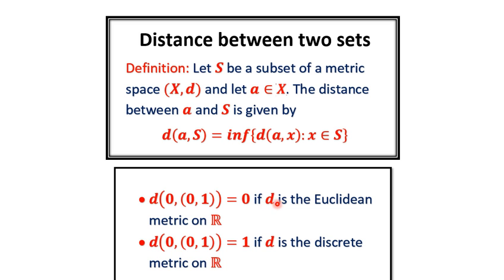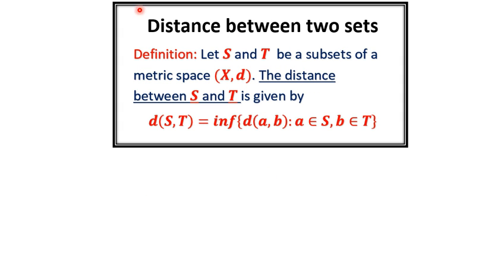Take that and remember. Okay, so now we can extend this idea to distance between two sets within a metric space. So you have a metric space (X, d) and you have a subset S and another subset T. The distance between these two objects is given by the following definition and notation. Now, this is a more general case than the distance between a point and a set. But once again, it's basically the same thing.